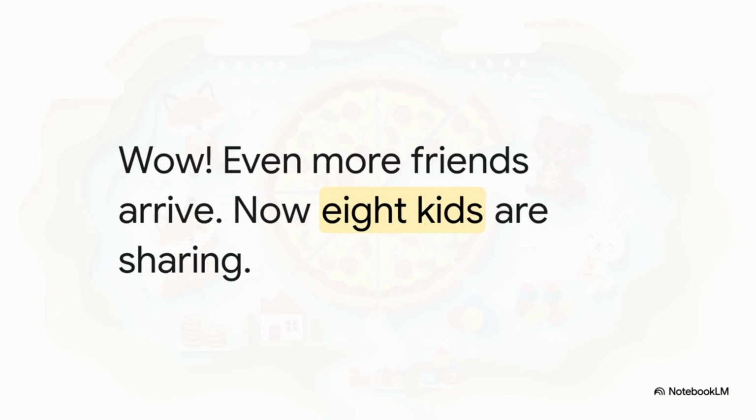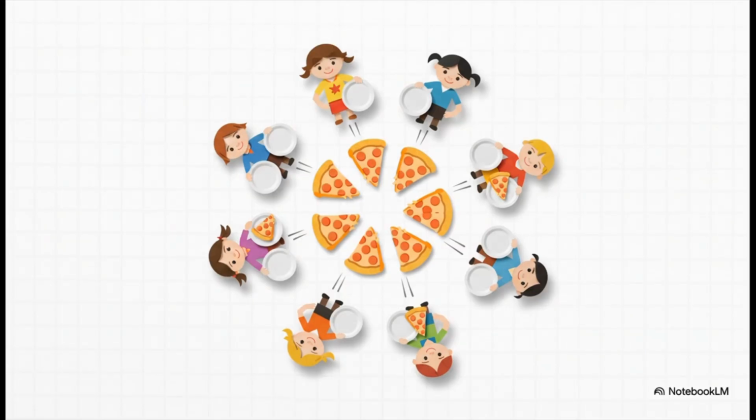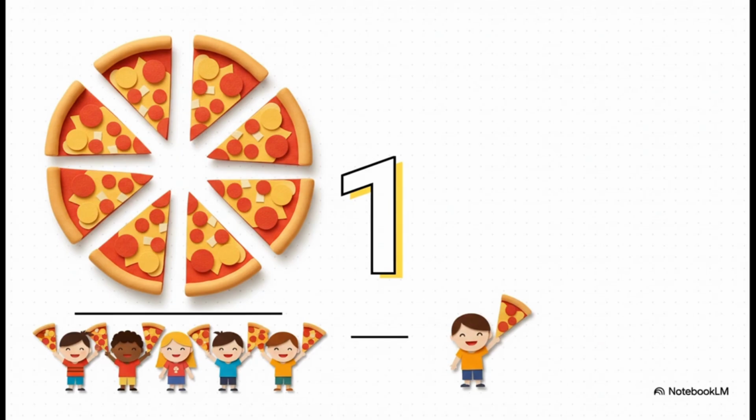Whoa, this is turning into a huge party. Even more friends just showed up. So now we have 8 kids, and still just that one pizza with 8 slices. This is going to be our biggest sharing challenge yet, for sure. Wow, look at that. With 8 kids, we have to divide the pizza into 8 separate little groups. The slices are spread out so that every single person gets exactly 1 slice. And our final math problem tells the whole story. 8 slices divided by 8 people equals exactly 1 slice per person. Whew, that was close. We had just enough pizza to share it equally with everyone.